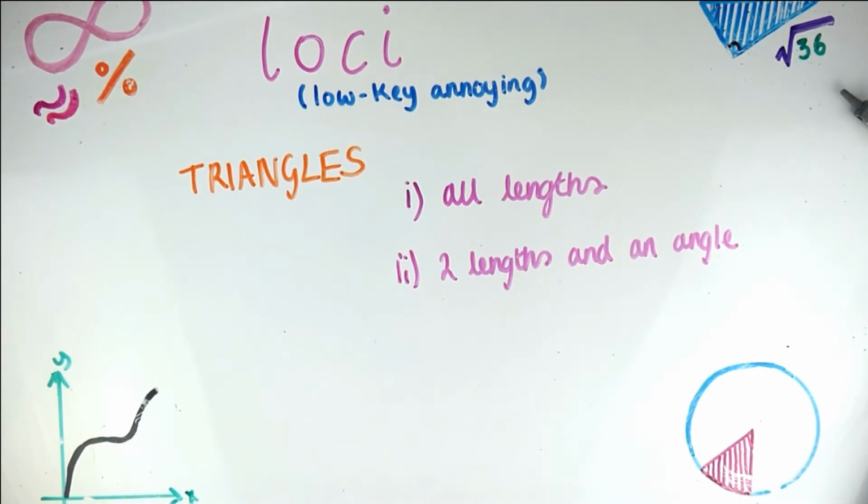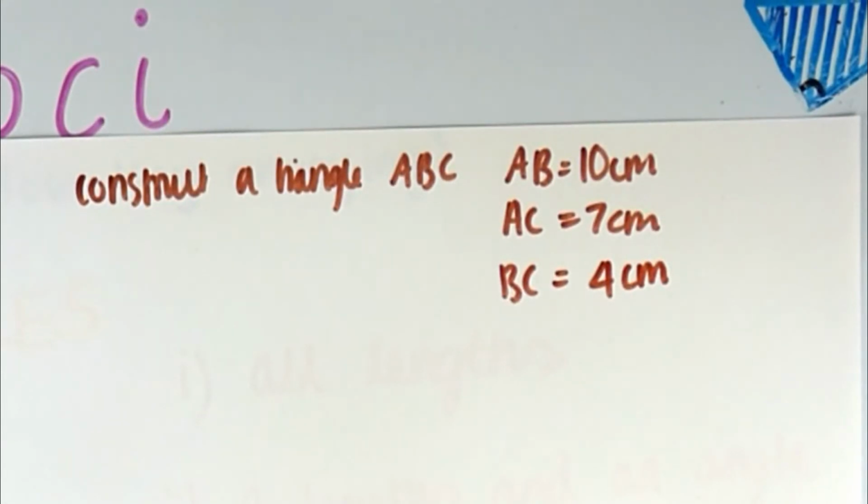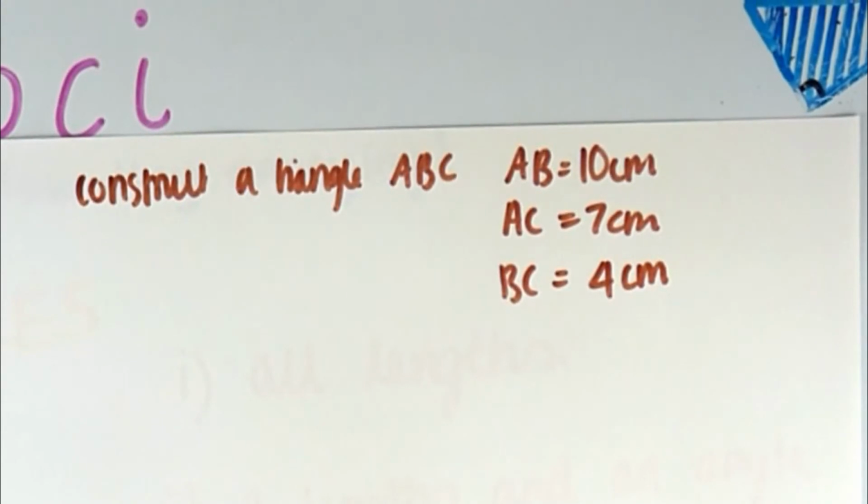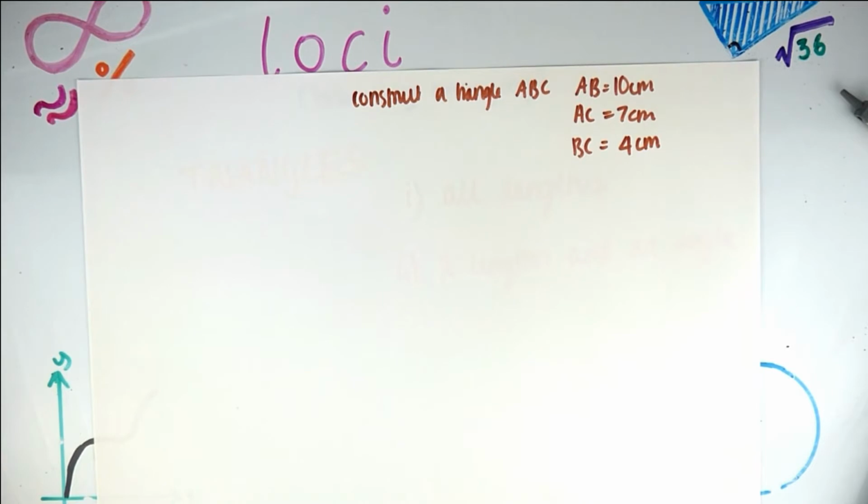So we're going to look at the first type, where it gives you all 3 lengths. Okay, so this is asking us to construct a triangle ABC and then it's given us 3 lengths. This is the first type, all lengths. So it's asking for AB to be 10 centimetres, AC to be 7, and BC to be 4.